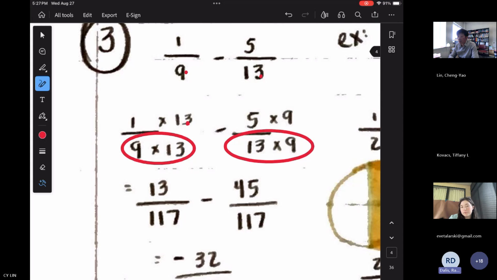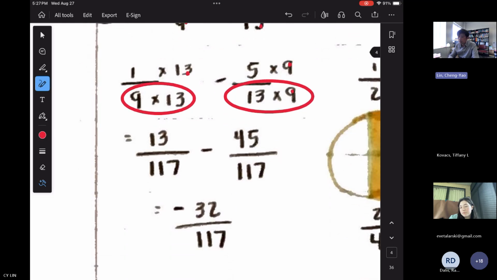Yes. If you times 9 on the bottom, you need to times 9 on the top. Make it equivalent. Equivalent fraction. So therefore, 9 times 13, we make it as a common denominator, 117 for this, and 117 for that, and 1 times 13 is 13. The other one is 4 times 5, 45. 13 minus 45, how many? It's negative 32. Does that make sense to you for this problem?